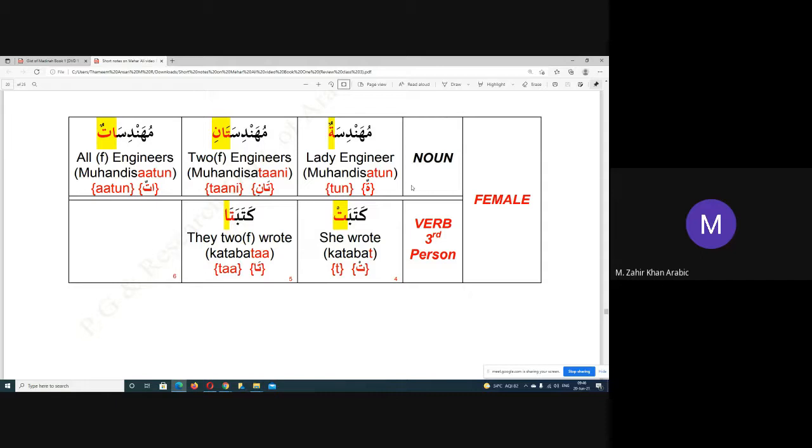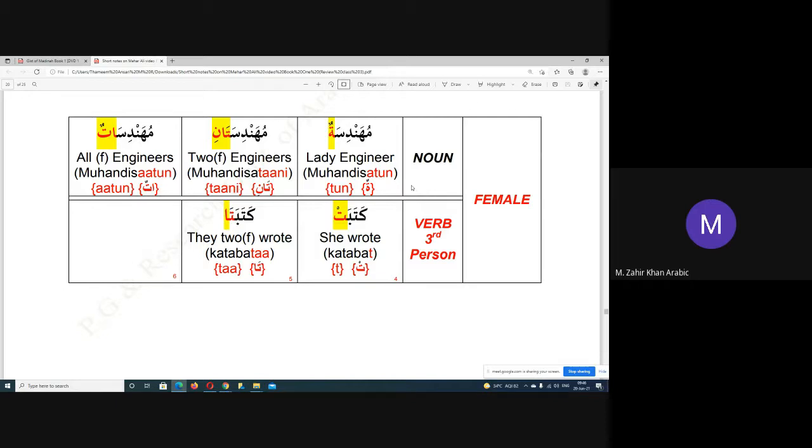So for example, making a lady engineer, we are using Mohandisatun. For noun, we are adding round ta. Suppose I want to say she wrote. I want to make a feminine gender for a verb. So for verb, we are using open ta. For noun, we are using round ta, and for verb, we are using open ta. But the open ta should always have sukun on it.